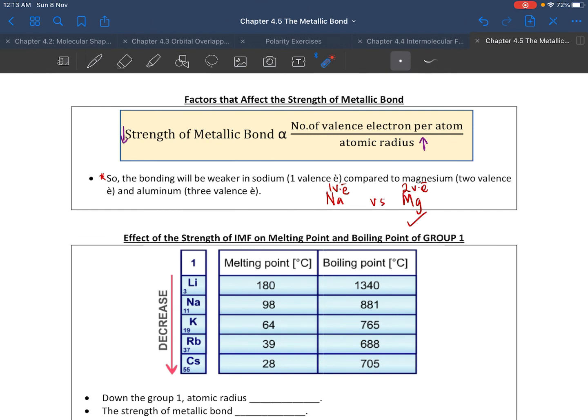Okay, kalau terbalik, contoh kita terbalikkan. Let's say atomic radius tu makin kecil. So maksudnya strength of metallic bonding makin kuat. Alright. So, itu je 2 faktor yang affect the strength of metallic bond.